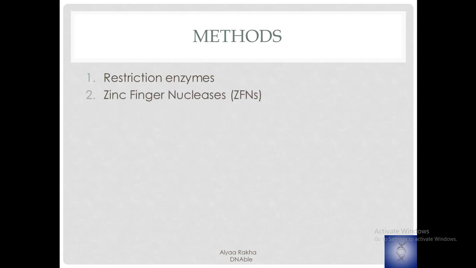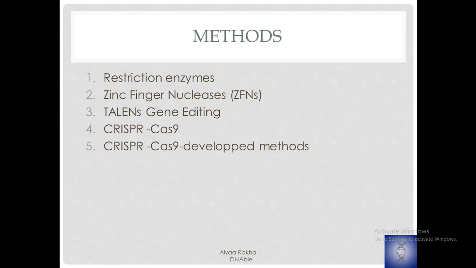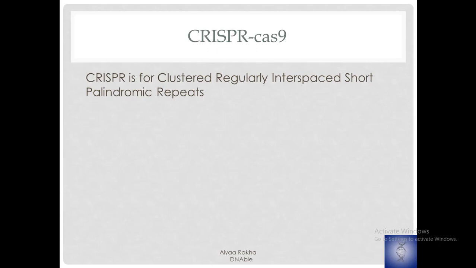Methods of gene editing. The oldest method in gene editing is to use restriction enzymes. Then we had zinc finger nucleases, TALEN gene editing, and finally CRISPR-Cas9. Now scientists are trying to develop new methods based on CRISPR-Cas9. CRISPR stands for clustered regularly interspaced short palindromic repeats, and Cas9 is a nuclease which cleaves the DNA.